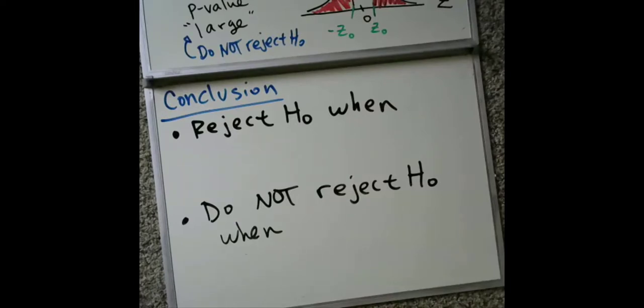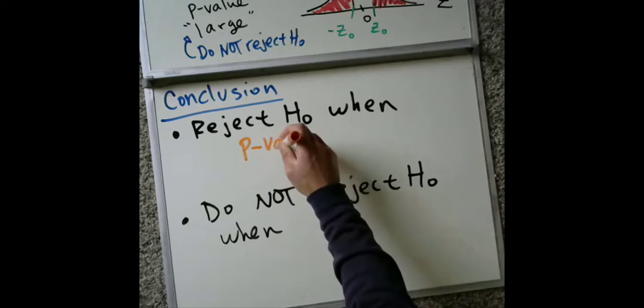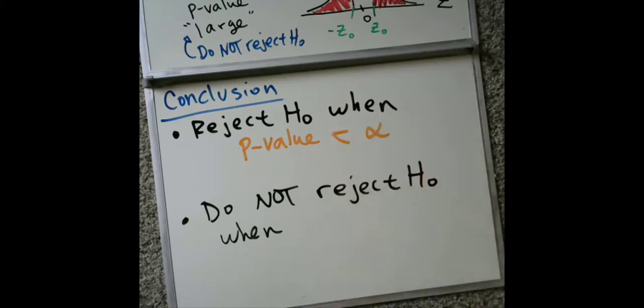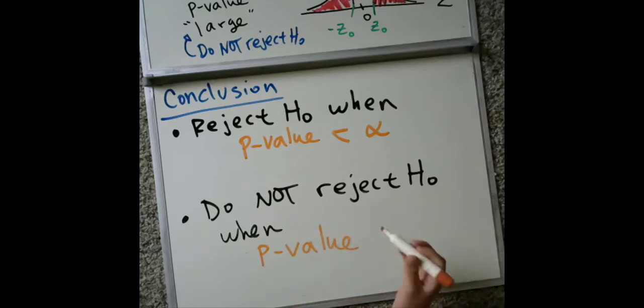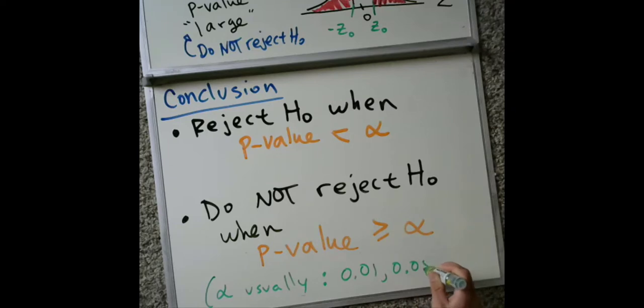When we reject the null hypothesis, that is because the p-value is small. Our threshold for small is less than alpha. On the flip side, we do not reject the null hypothesis when the p-value is at least alpha. Remember what alpha is. Alpha is usually a small number, usually 0.01, 0.05, or 0.10. Those are the most common ones.